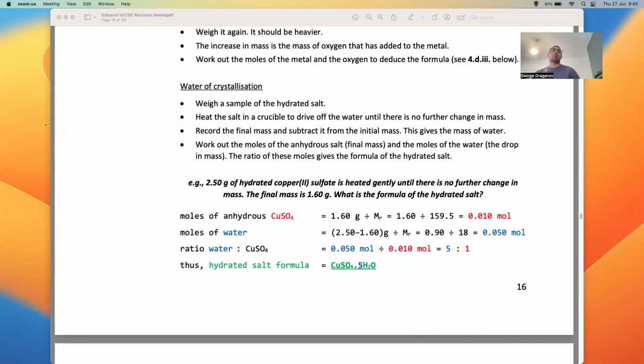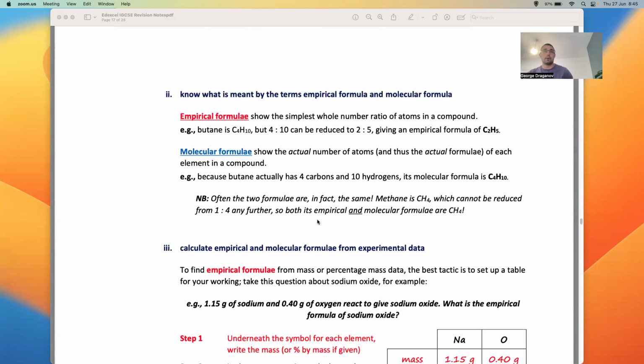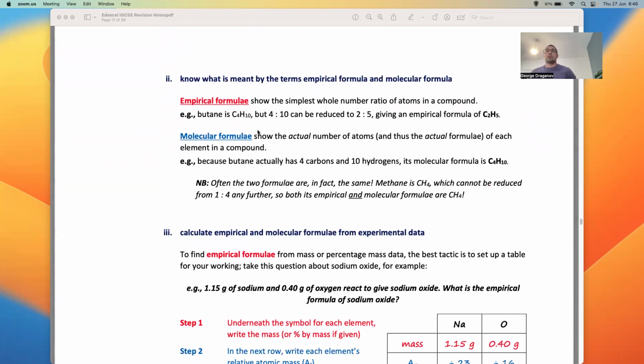I shall show you one more from an actual paper. But first, let's look at empirical and molecular formulae. So the term empirical formula means the simplest whole number ratio of atoms in a compound. So for example, if you take butane, which is C4H10, the simplest whole number ratio would be if you divide these by 2. So you get C2H5. So the empirical formula version of butane would be C2H5.